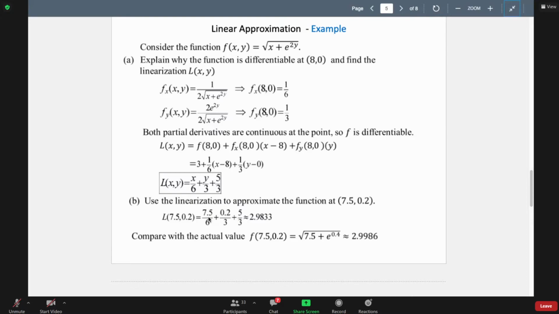If you substitute, this is 7.5 over 6 plus 0.2 over 3 plus 5 over 3. Use your calculator. This is roughly speaking 2.9833. And now you can check the actual value of the function. Compute f of (7.5, 0.2). That's the formula. Again, use your calculator. You will see that that's roughly speaking 2.9986.